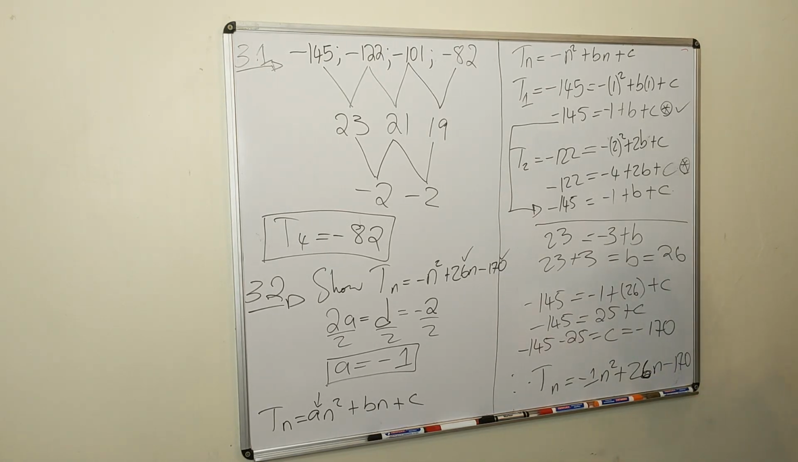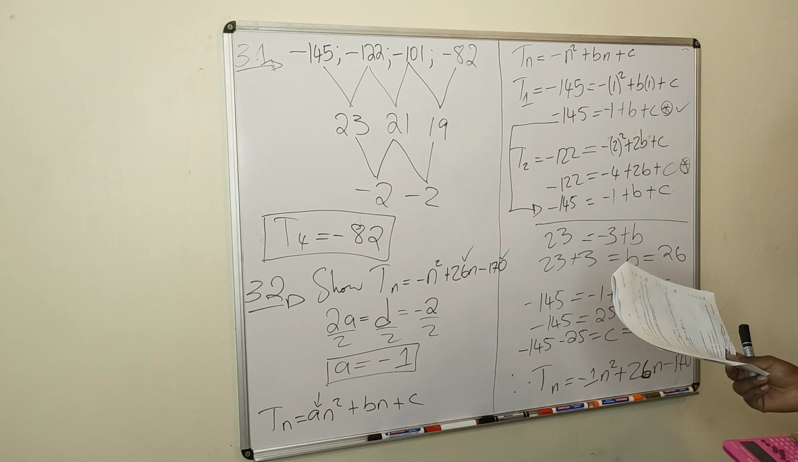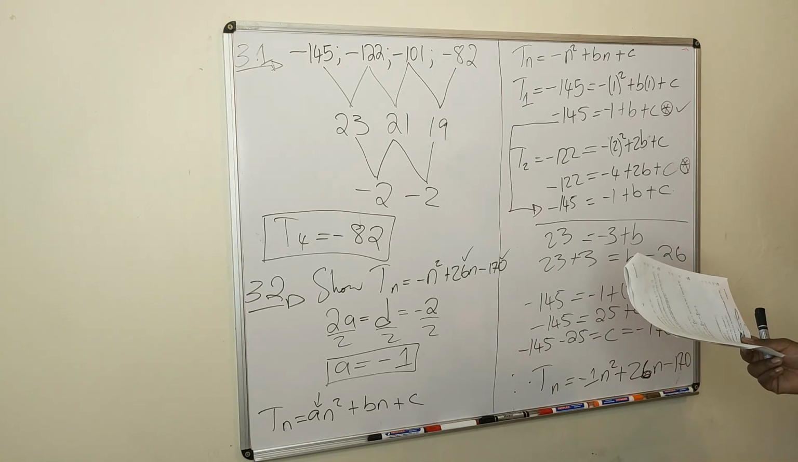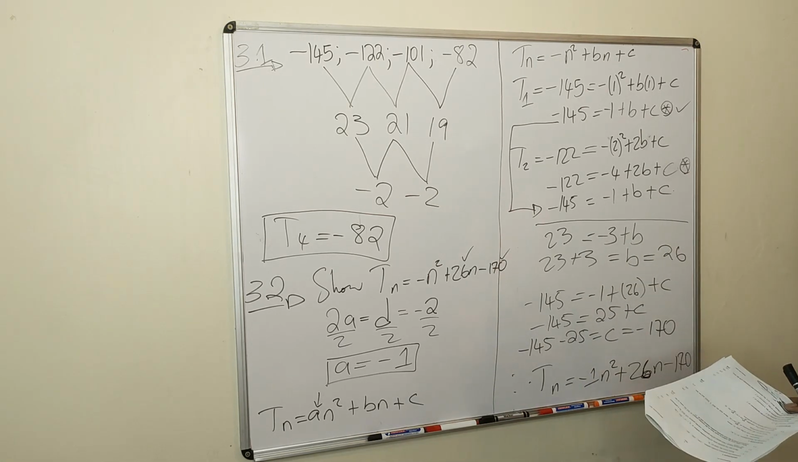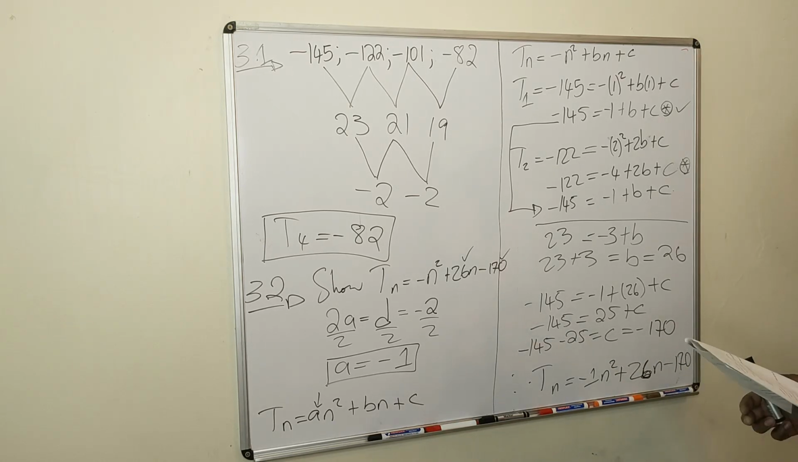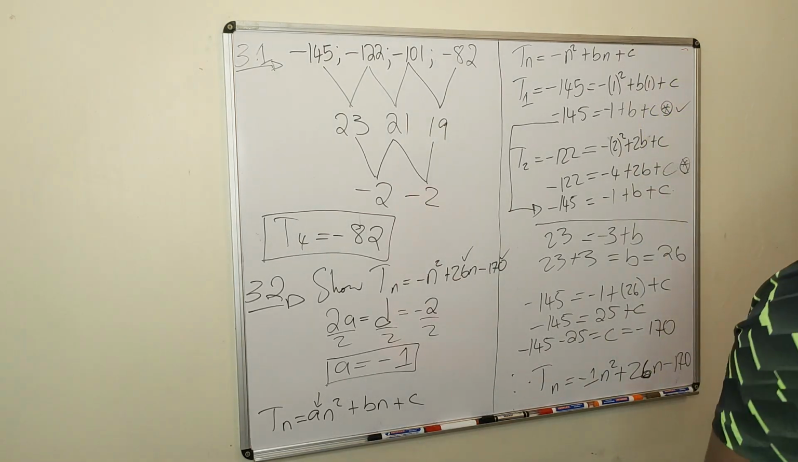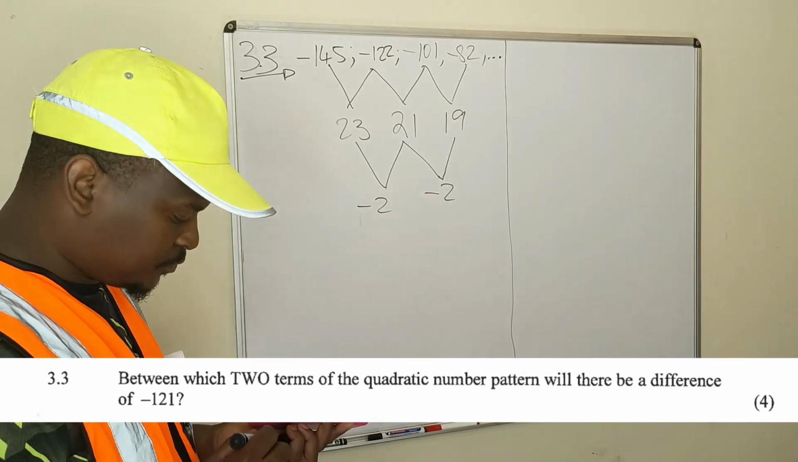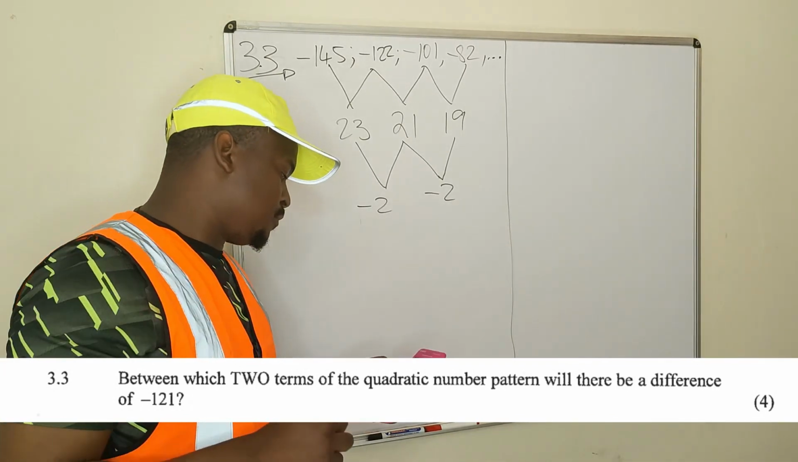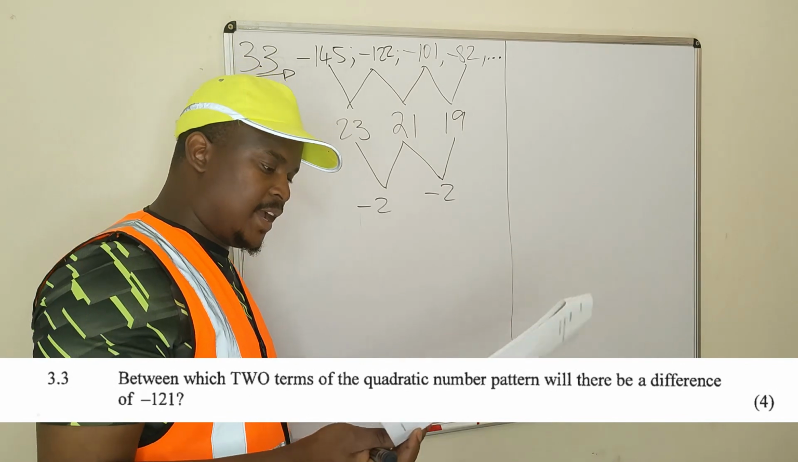That's it. So you have shown that the general nth term of this quadratic equation is this one here. So now, go to the next question. It's 3.3. So I'm going to clean the board now. Go to 3.3. Let's clean the board. I'll read this question again.